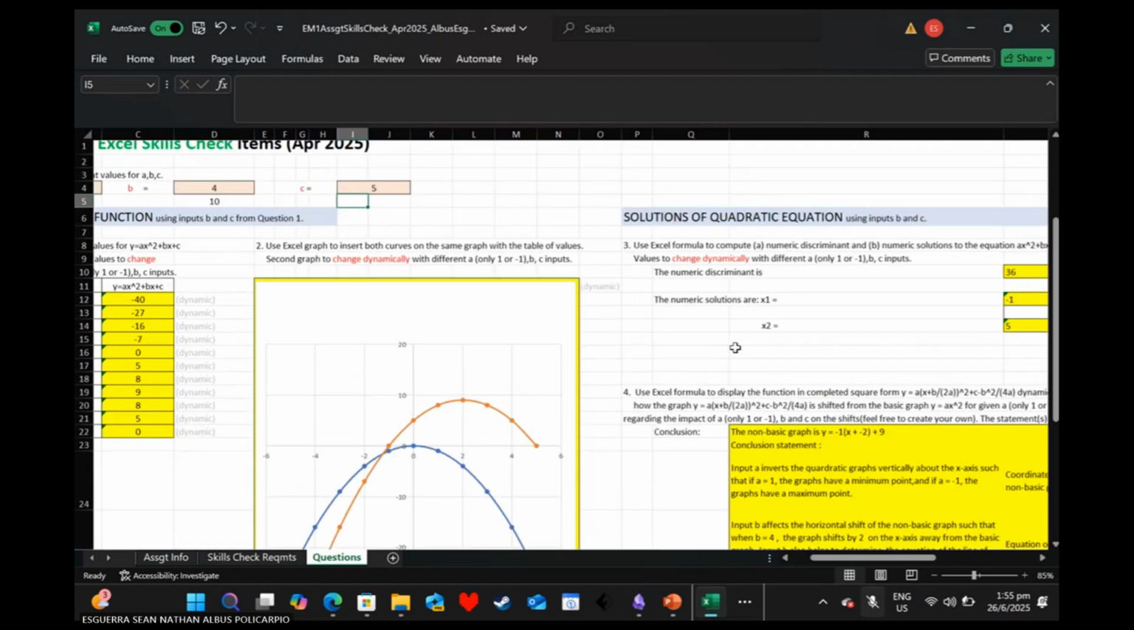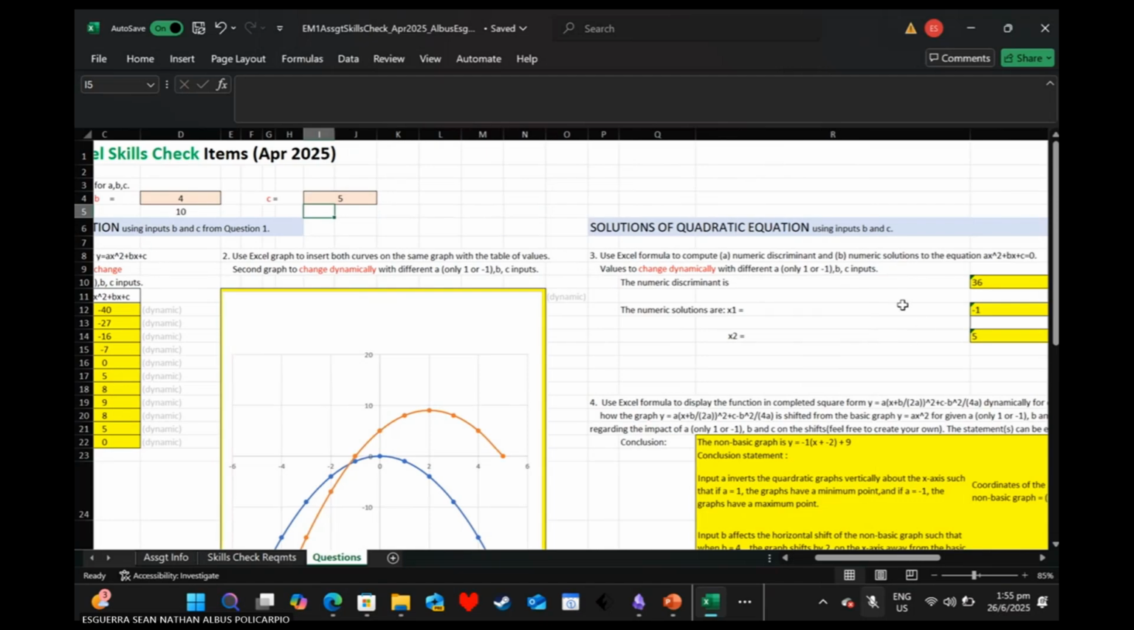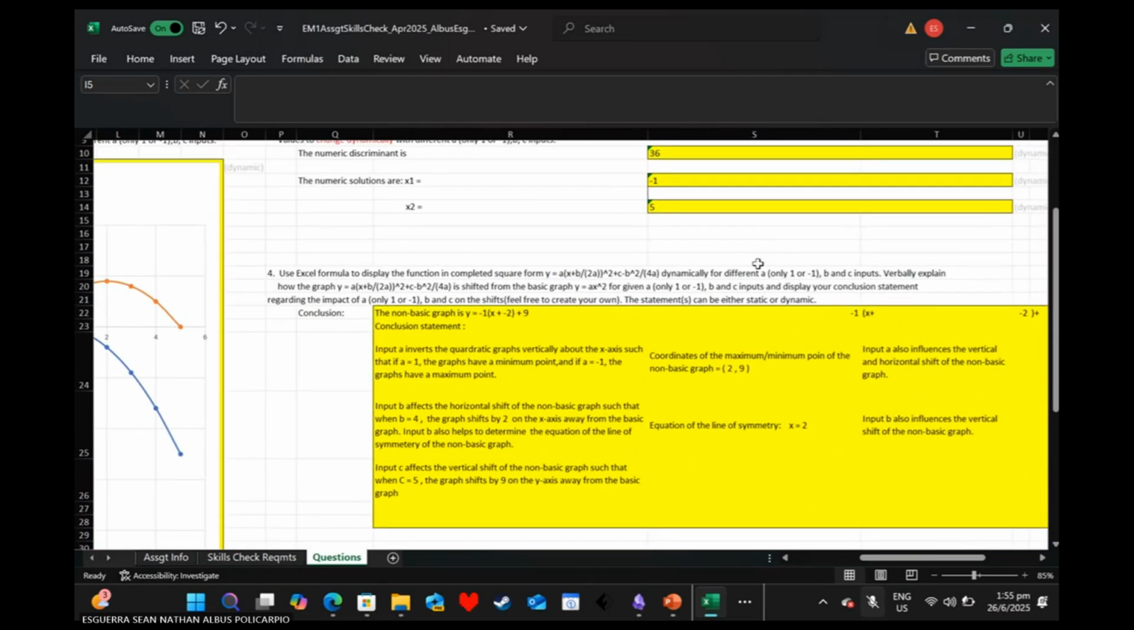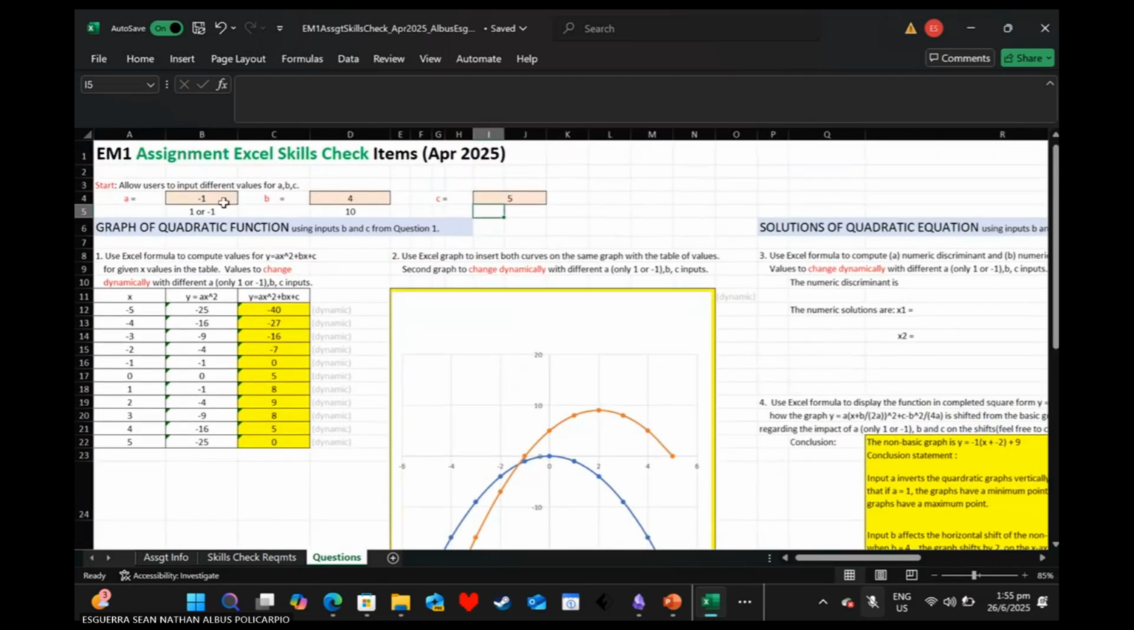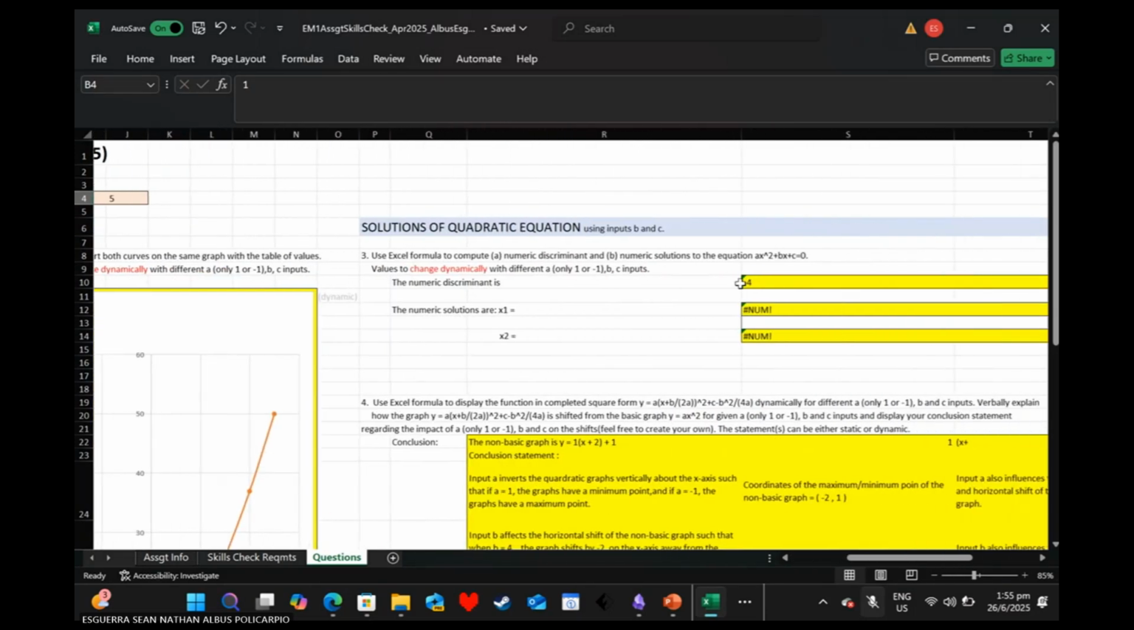Moving on, depending on the values of A, B, and C, the discriminant of the graph would also change, with the value of the discriminant affecting the number of real solutions. If the values of A, B, and C are 1, 4, and 5 respectively, for example, the discriminant is negative. Hence, the graph would have no real solutions.